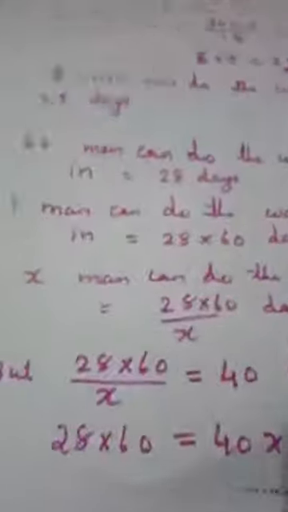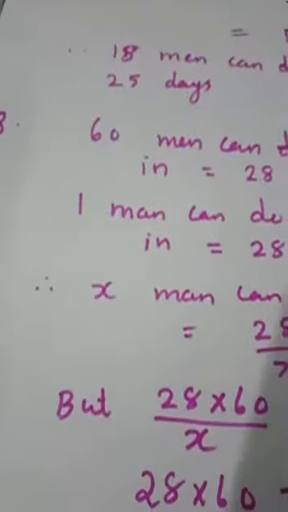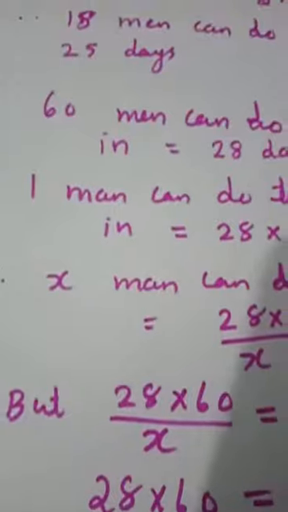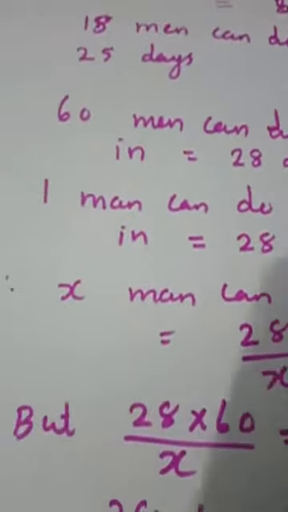We can do this with the unitary method. The table method is easy. You can find it with the table method. To verify your answer, you can check with the table method.